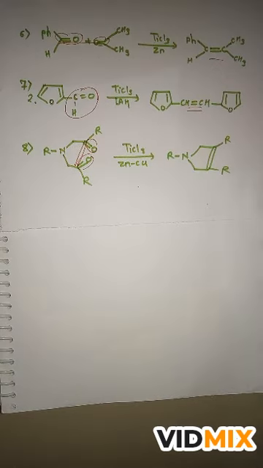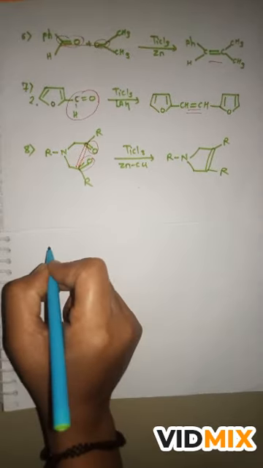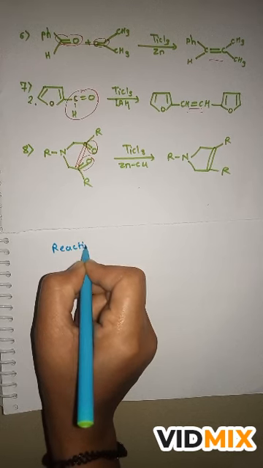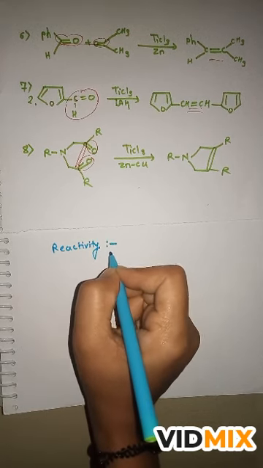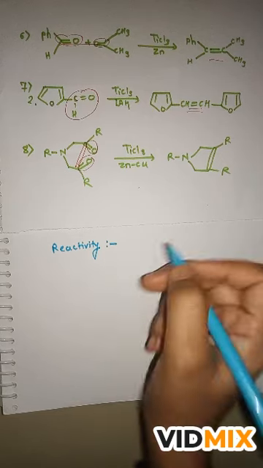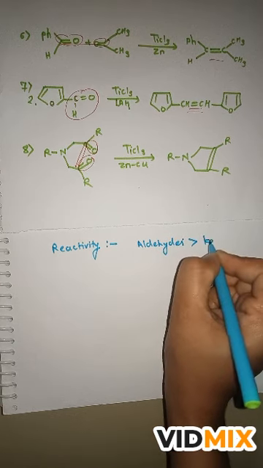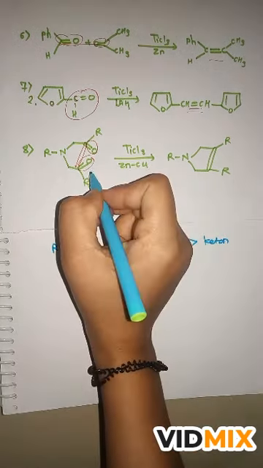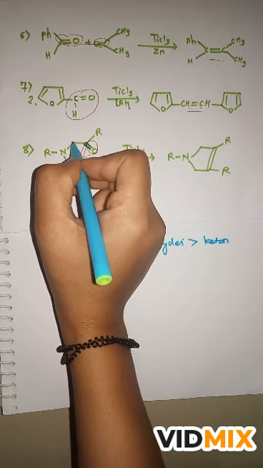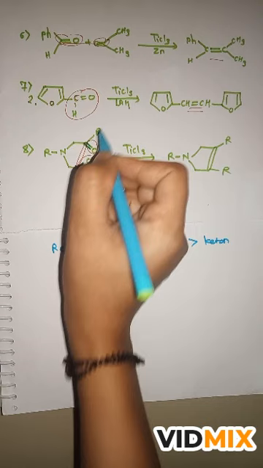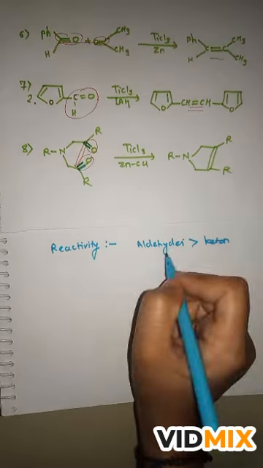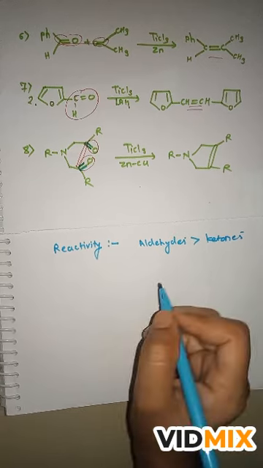These are the examples. I hope you try the mechanism of these examples and solve. Some more important things about the McMurry coupling reactions are about the reactivity. Reactivity of the McMurry coupling reaction is most important. In McMurry coupling reaction, aldehydes are more reactive than ketones. Suppose in one example there is a ketone, and on the other side aldehydes are also present. In that case the aldehydes are more reactive than ketones. We have to remember that.